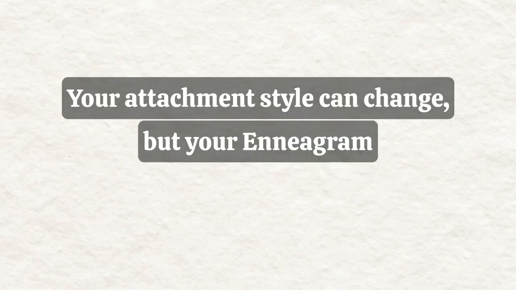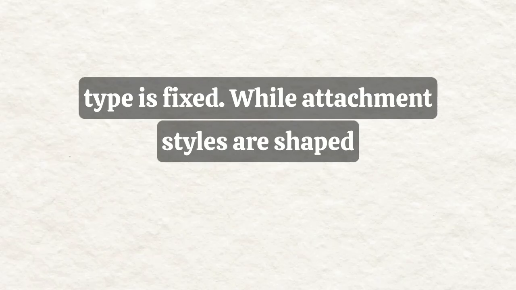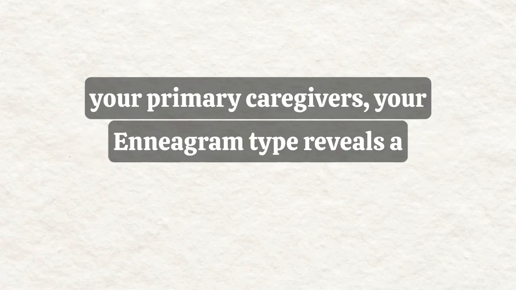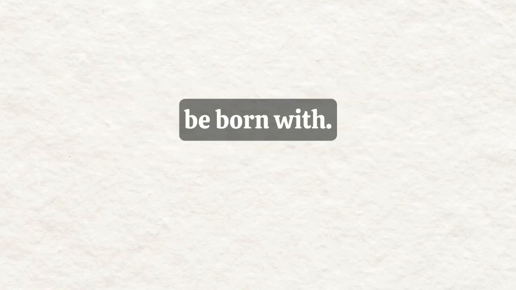Your attachment style can change, but your Enneagram type is fixed. While attachment styles are shaped by early life experiences, particularly your relationship with your primary caregivers, your Enneagram type reveals a habit of attention that you are believed to be born with.